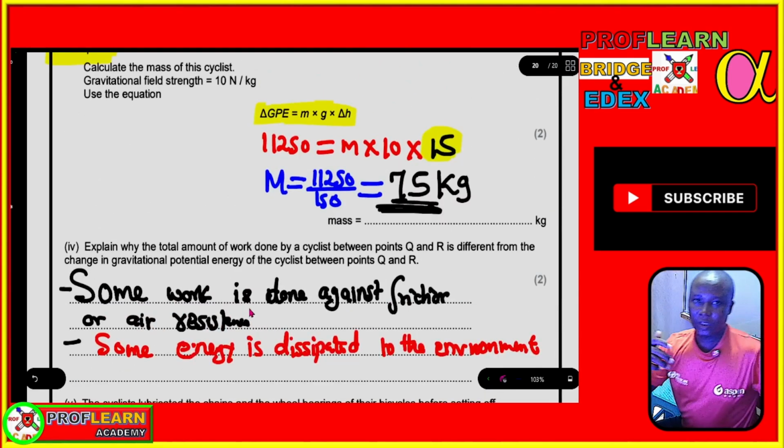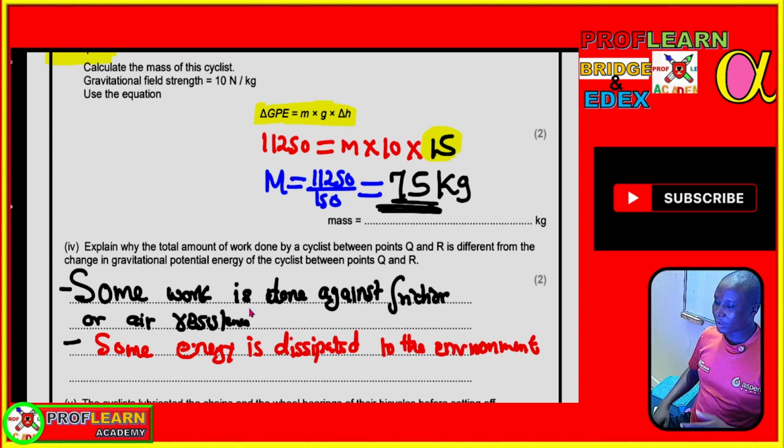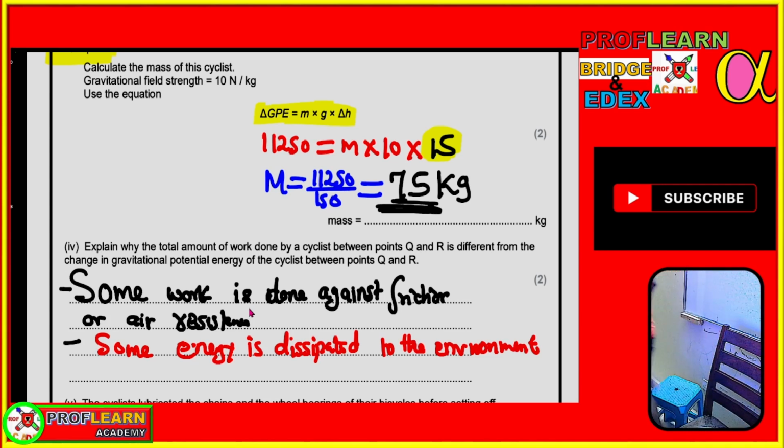So the reason why the gravitational potential energy is not equivalent to the amount of work done is because some work is done against friction, some work is done to overcome air resistance, and also some energy is dissipated or lost to the surroundings. So basically that's why extra work is done at that given moment.